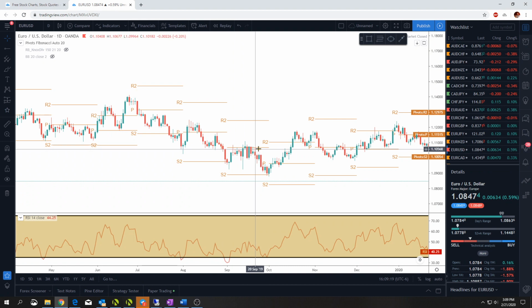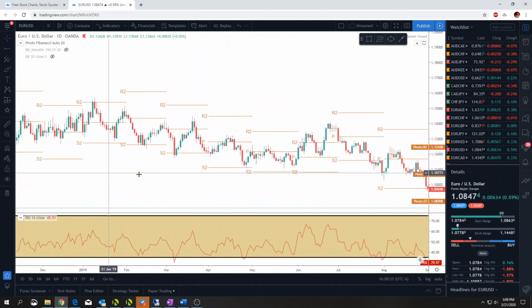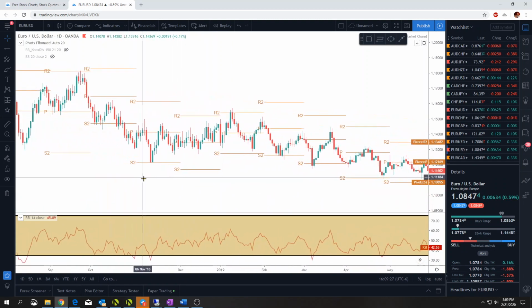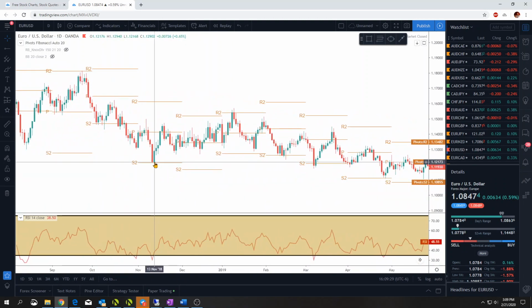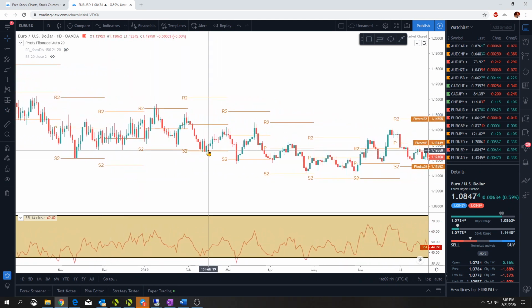Well, I like to use this pivot as the profit target. Here's why. Let's go back to our November. Right here, look at where it went to. Boom. Went to the P. So it came down, hit S2, comes up, hits the pivot. Took profit. Price hit S2.